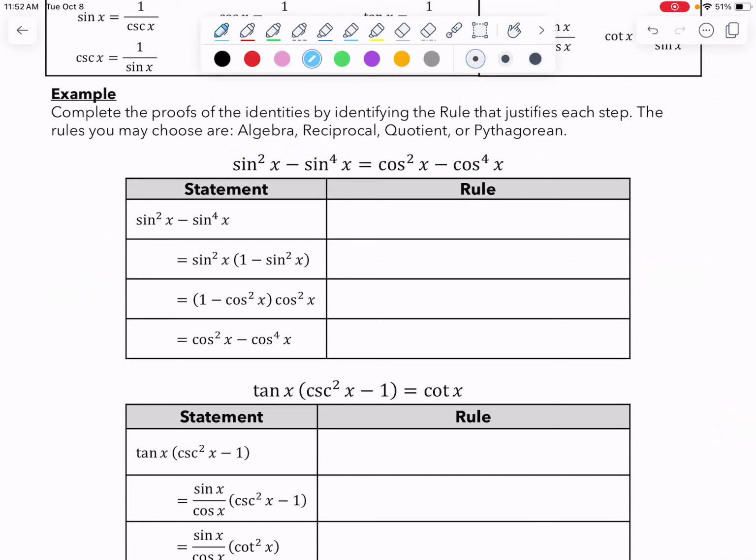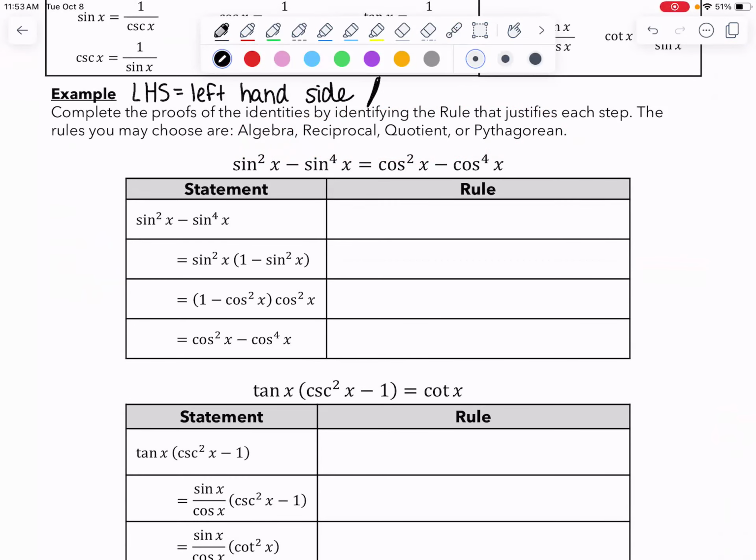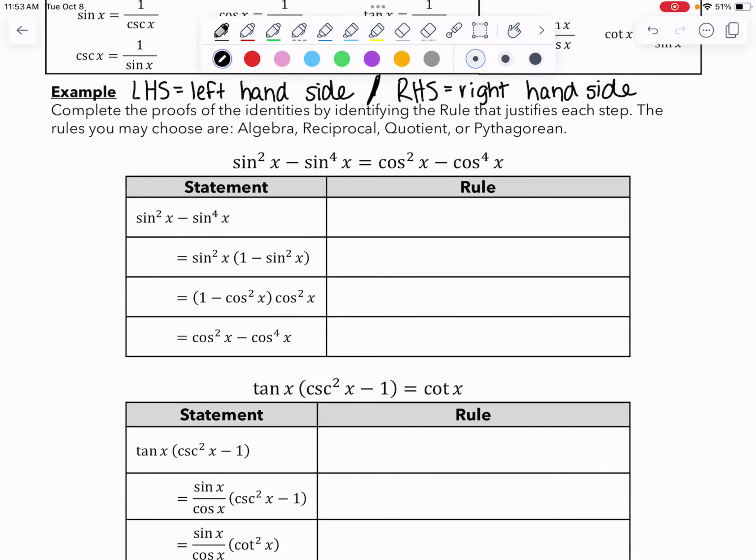Just a little bit of terminology first of all. If I use LHS, this stands for left-hand side. That's the left-hand side of the equation. And RHS is right-hand side. I will be using that notation from time to time.